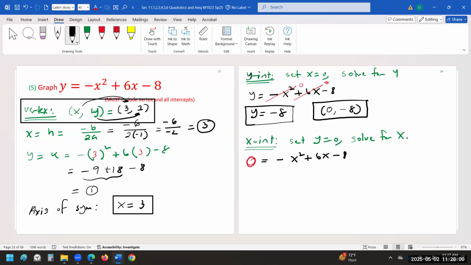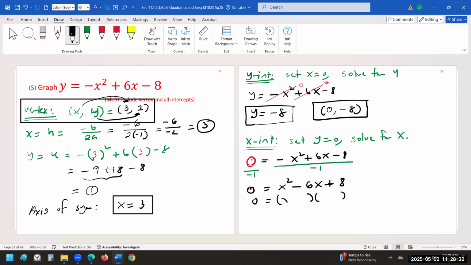In order to factor, our x squared has to be positive. Since we have a negative, we can either divide or multiply both sides by negative 1. It will change all the signs we have. So negative x squared turns into positive x squared, positive 6x turns into negative 6x, and negative 8 turns into positive 8. And now we're happy because we have a positive x squared.